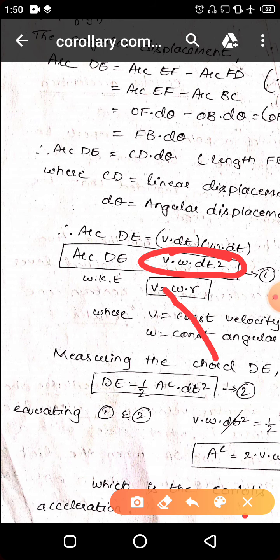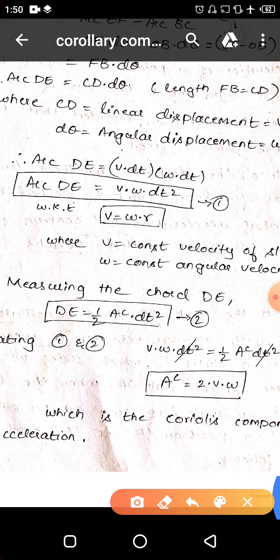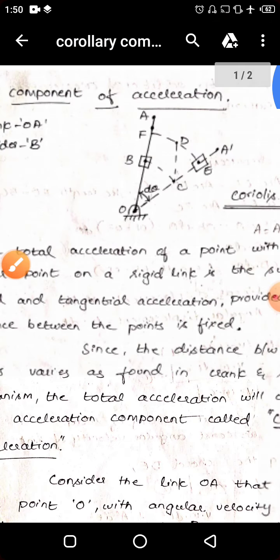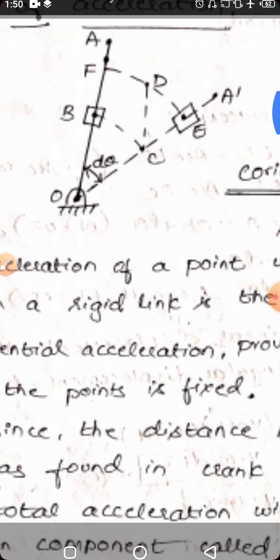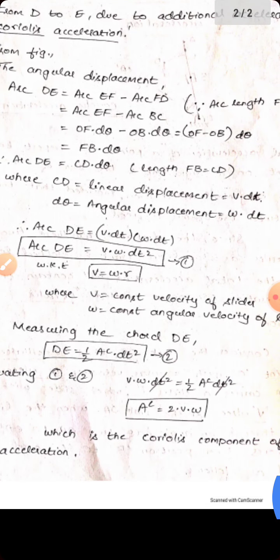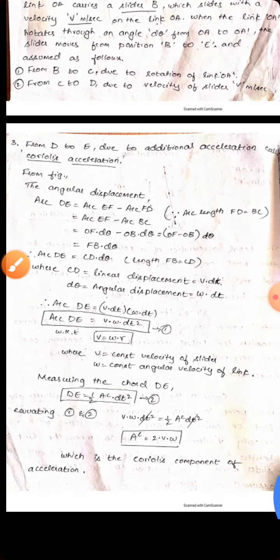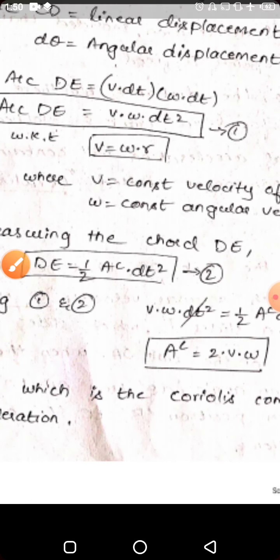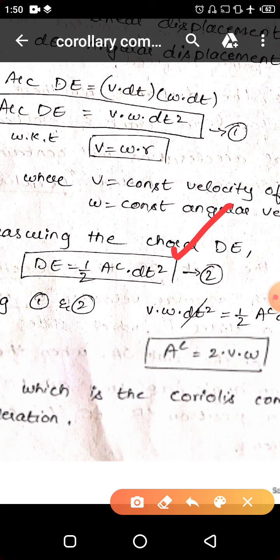Now also mathematically taking the expression of the chord length DE. Because of the Coriolis component, the point changes, the displacement of the slider changes from D to E here. Taking the same thing, mathematically we will have a standard notation for this arc length DE. That arc length is given by DE equals half into AC into dt square.